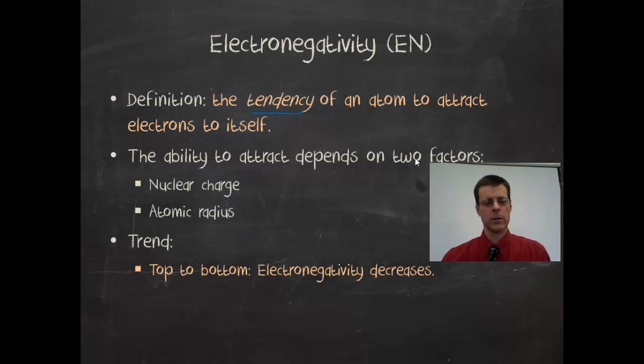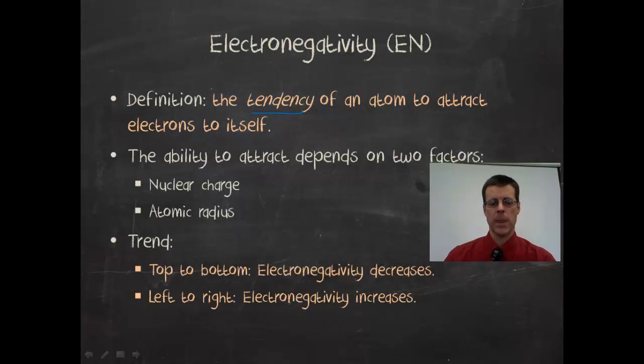The trend, very simply: from top to bottom, electronegativity decreases, and left to right, electronegativity increases. Think about this in terms of atomic radius. Top to bottom, my atom is getting bigger, its ability to attract an electron is getting smaller. See if you can think about the reason why that might be. Left to right, my atoms are getting smaller, and the ability for an atom to attract an electron increases.